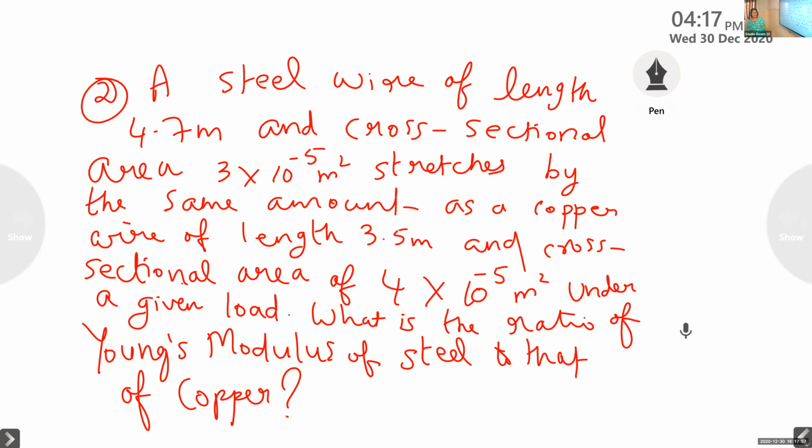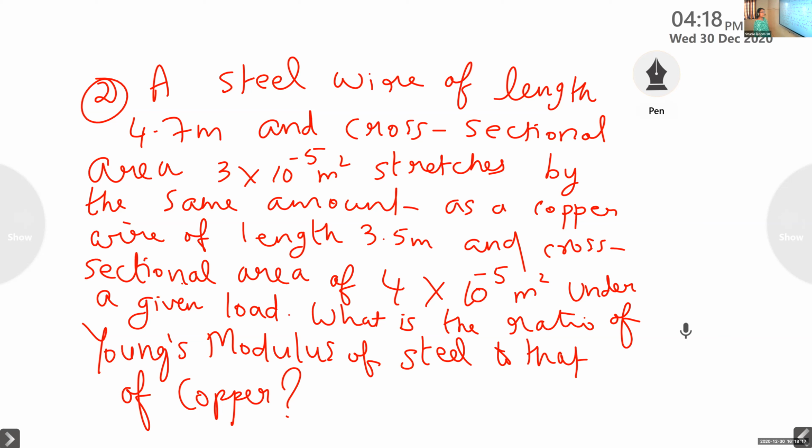It's a big question, but the problem is very simple. One question itself will take another 5 minutes to write. So, a steel wire of length 4.7 meter and cross-sectional area 3 into 10 to the power of minus 5 meter square stretches by the same amount.